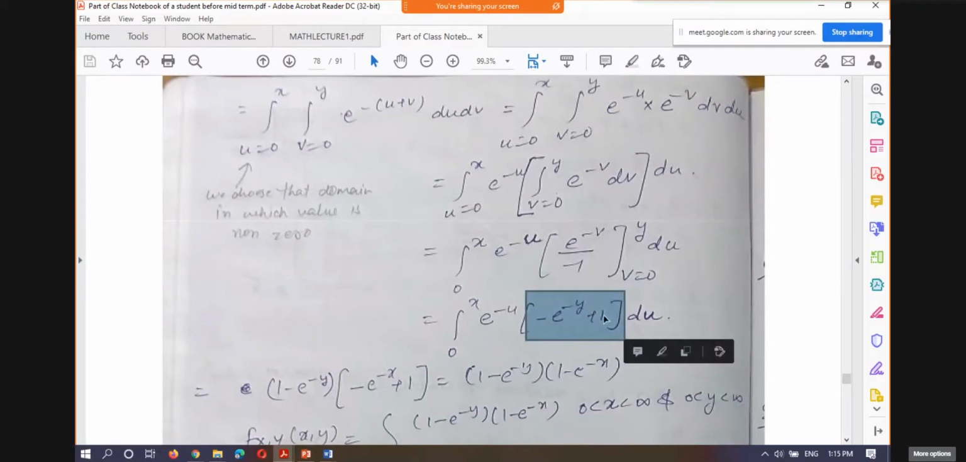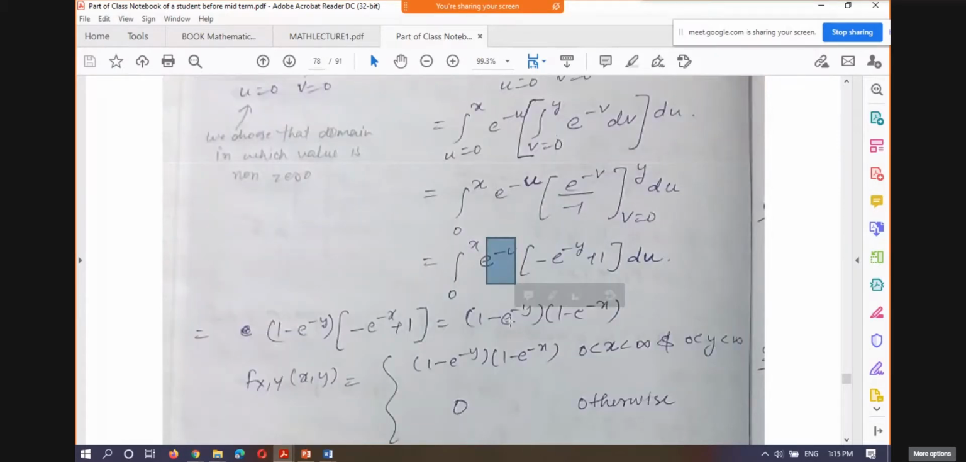the part which is not containing any u. So this will be outside of the integration, and the integration of e^(-u) is e^(-u) upon minus 1, and then you substitute u equal to 0 and x, and you will get this one. And finally you can write it like this.